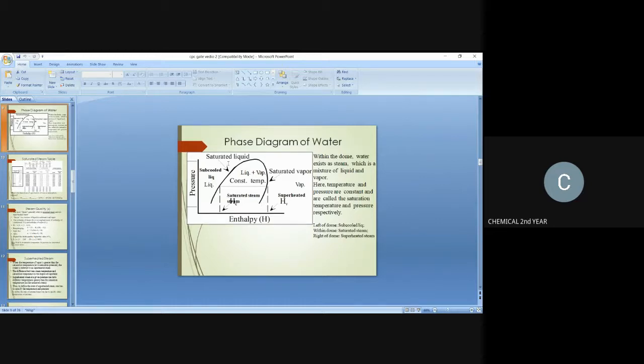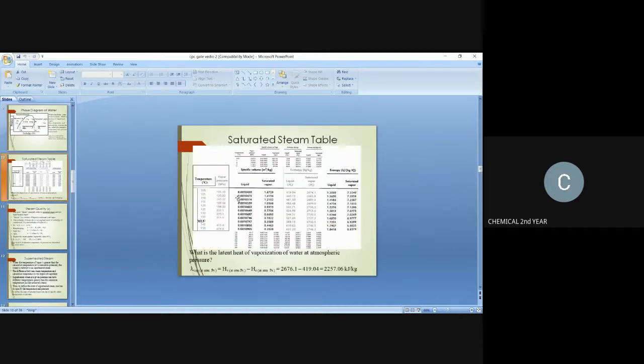In the subcooled liquid, that point is known as a saturated liquid. On the right side, the superheated steam, that point is known as saturated vapor. Within the dome, the temperature is maintained constant. This is a saturated steam table. This will be useful in GATE examinations.